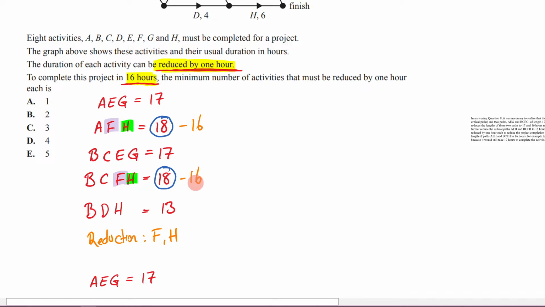Now, this is where people are going to absolutely mess up this question. They're going to go, well, I've done it. Let me just rule this off. My answer is going to be 2. I made 2 reductions and I got it to 16. I'm a genius. They move on. But they would be wrong.